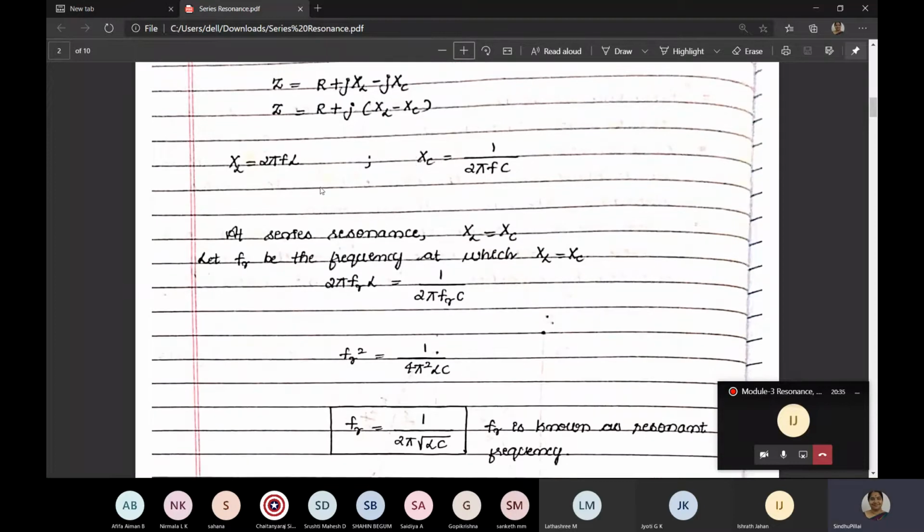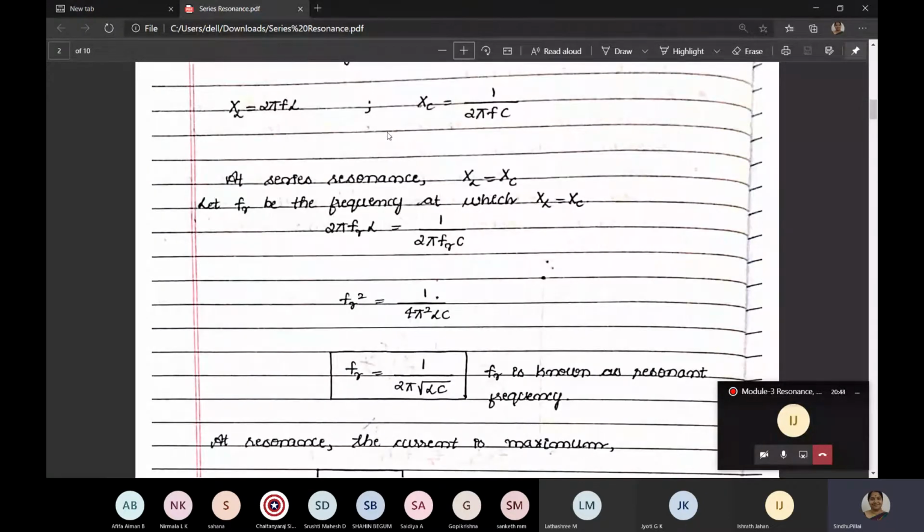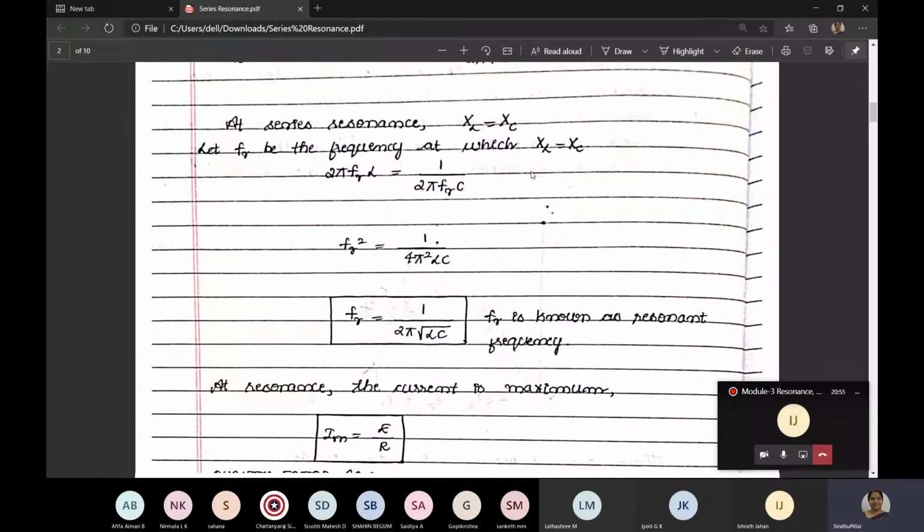What is the reactance of inductance? XL is equal to 2 pi FL, and for capacitance XC is equal to 1 by 2 pi FC. At series resonance, both the reactances are equal, that is XL is equal to XC. Let FR be the frequency at which XL is equal to XC. Equate both. XL is 2 pi FR L, where FR is the resonant frequency now. So 2 pi FR L is equal to 1 by 2 pi FR C.